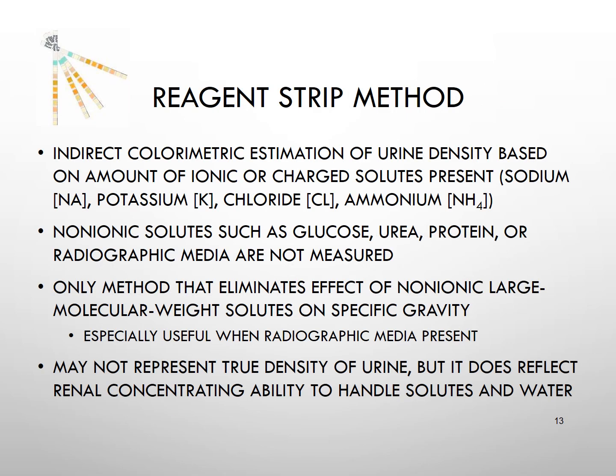Now you can also use the reagent strip method, and this is the most common. Again, it's an indirect type of method that changes color, and it estimates the urine density based on the amount of ionic or charged solutes that are present. So anything such as sodium, potassium, chloride, and ammonia will produce charges that produce a color change.